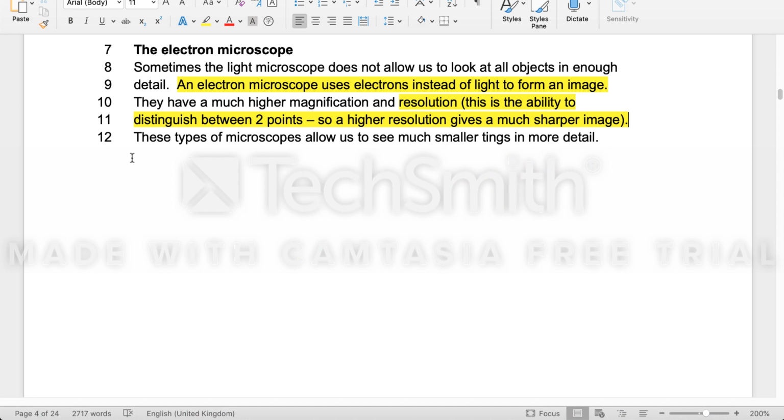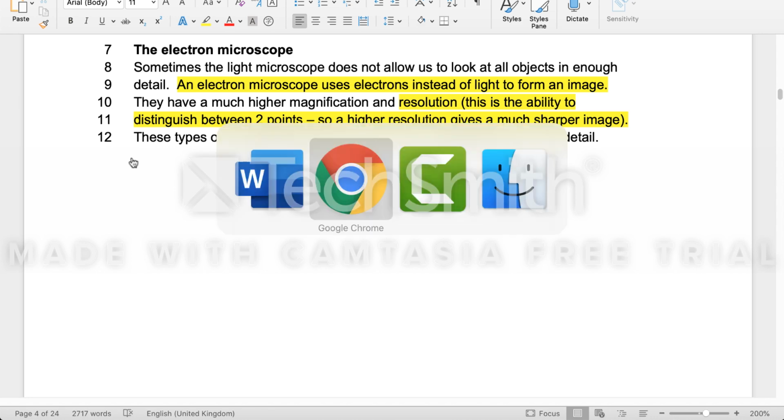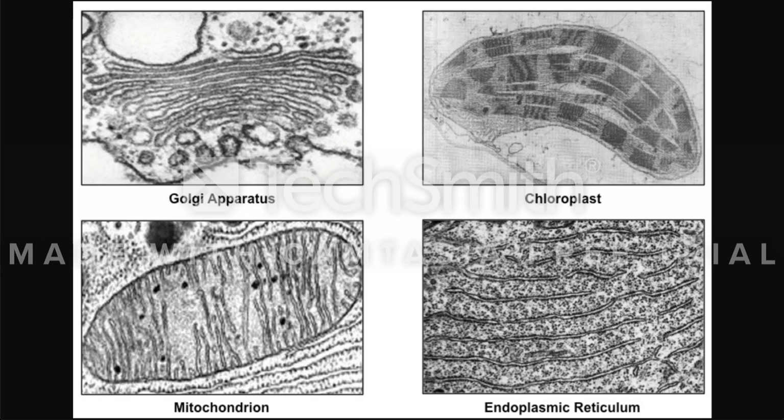Okay, and these types of microscopes allow us to see much smaller things in more detail. So there are some organelles in the cell that are way too small for light microscopes to see. Okay, so with the electron microscopes, I'm just going to go off on a little bit of a tangent here, and I'll show you a picture. With electron microscopes, there are some things that you cannot see.